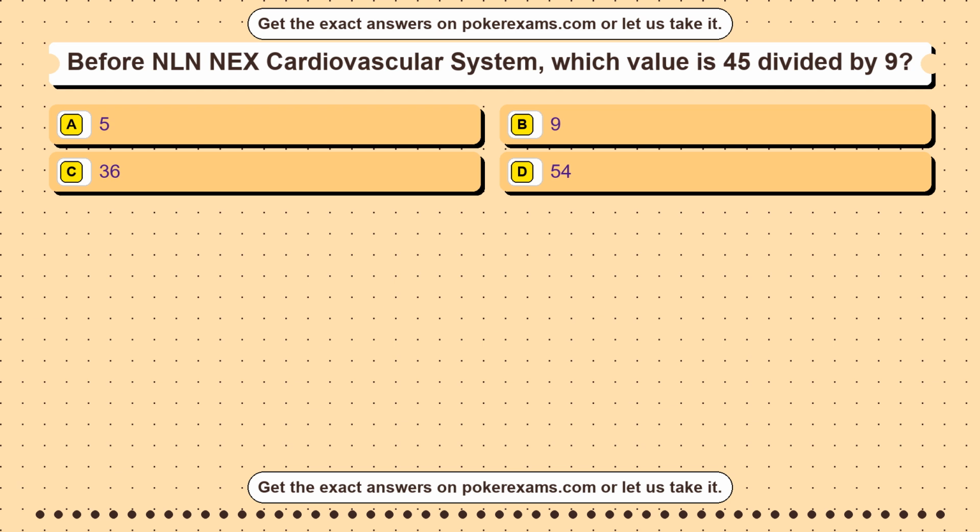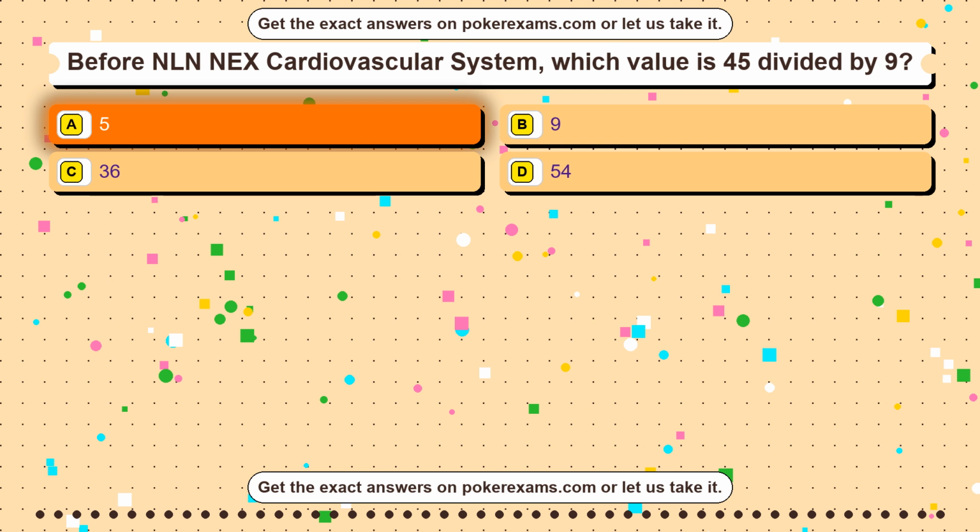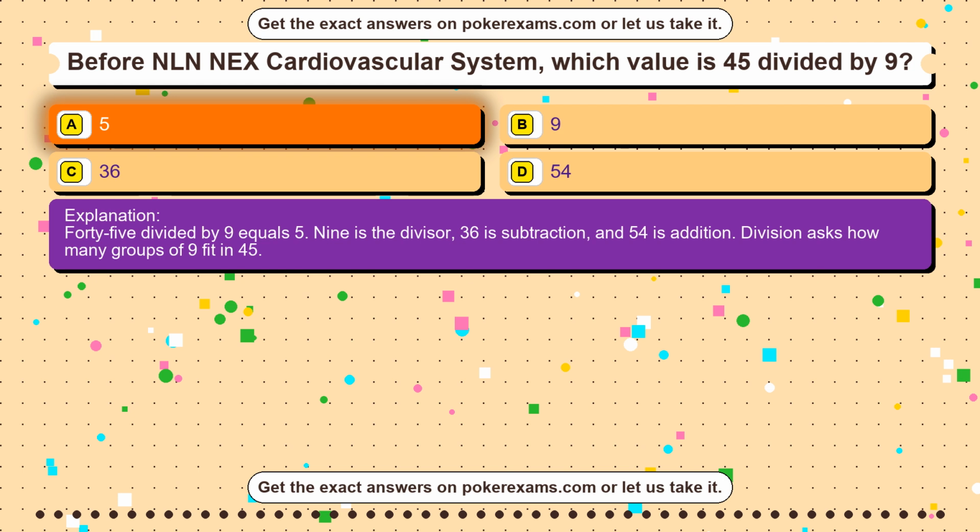Question 5. Before NLN NEX Cardiovascular System, which value is 45 divided by 9? Option A, 5. Option B, 9. Option C, 36. Option D, 54. The correct answer is option A, 5. 45 divided by 9 equals 5. 9 is the divisor, 36 is subtraction, and 54 is addition. Division asks how many groups of 9 fit in 45.